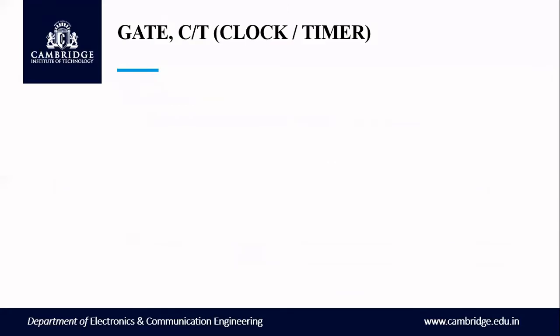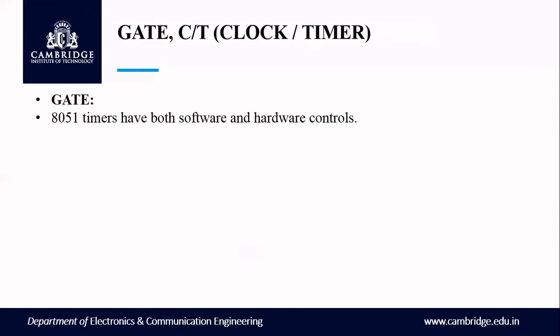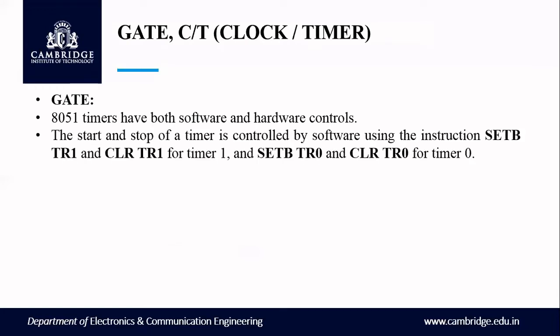Here let us see the gate and C/T bar fields in the TMOD register. 8051 timers have both software and hardware controls. If you want to start and stop the timer, we use SETB TR1 and CLR TR1 for timer 1, to start and stop. SETB TR0 indicates start timer 0. CLR TR0 indicates stop timer 0. These instructions we use in assembly coding. Those are going to control our timer, whether to start or stop.